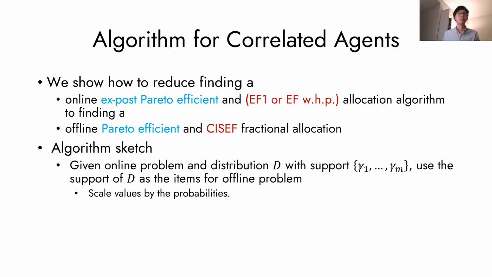Now I'll discuss how we reduce the online problem to the offline problem. At a high level, first, given the distribution as input for the online problem, we'll transform the distribution into an offline problem and solve it. Specifically, given a distribution over item types D with support gamma 1 through gamma m, we treat the item types in the support as actual items for an offline problem. And we're going to apply some scaling to the values based on the probability of each item.